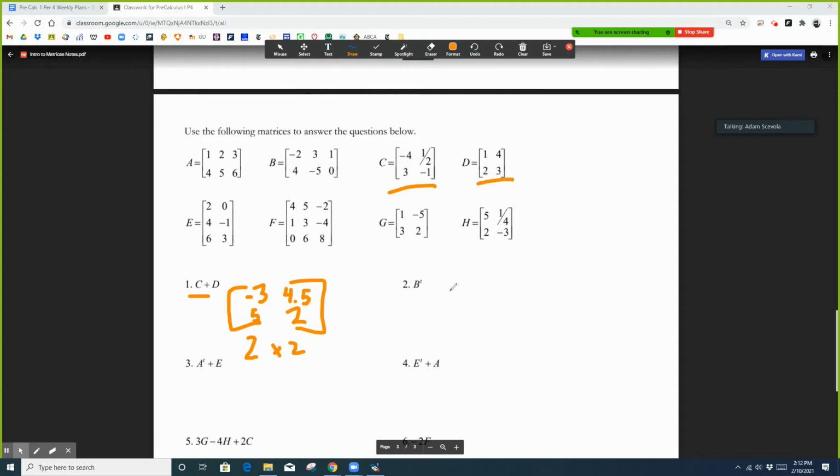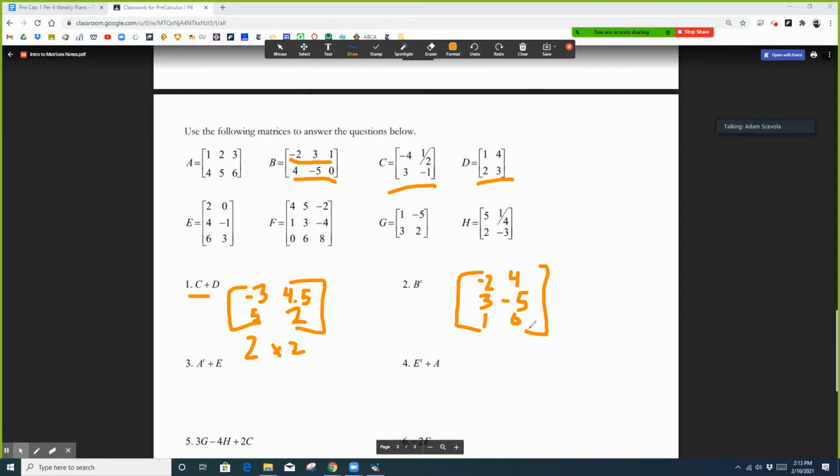All right, B transposed. Do that one together. Just take row 1 and make it column 1. Take row 2 and make it column 2. And there you go. And that's it for adding and transposing.